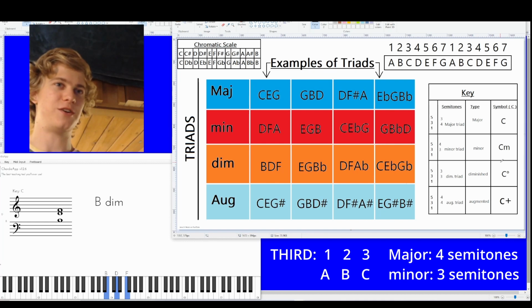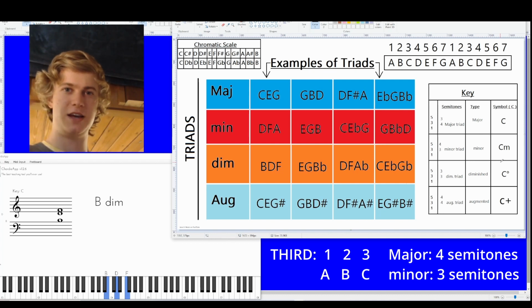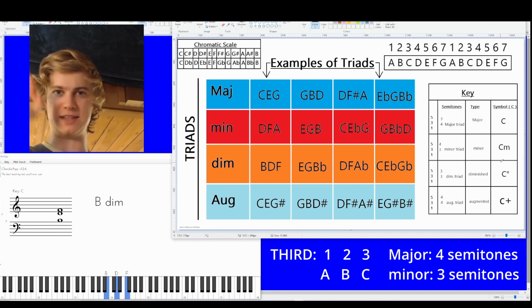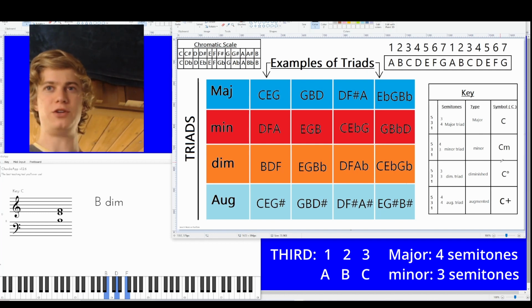So as you can see here above the piano, they're labeling a B diminished as B-D-I-M, which D-I-M is an abbreviation for the word diminished. And on the right hand side with my key, you can see that I labeled diminished as a little degree symbol. So you have like 70 degrees Fahrenheit. That degree symbol after the note is also a very common way to symbolize that this is a diminished chord.